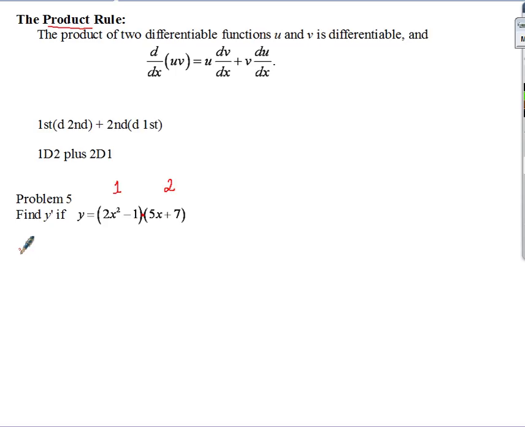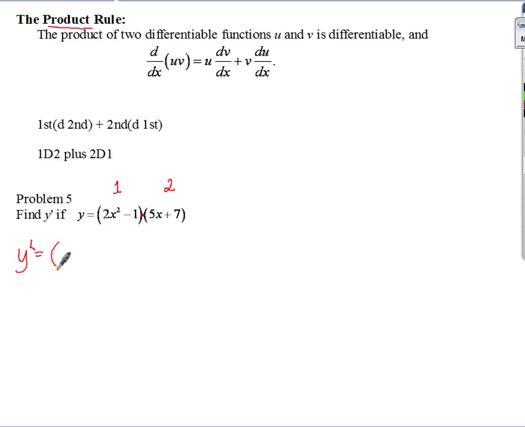So the derivative, y prime, is 1 d 2 plus 2 d 1. 1d2 plus 2d1. You want to take some time and memorize that. 1d2 plus 2d1. And the d means take the derivative.